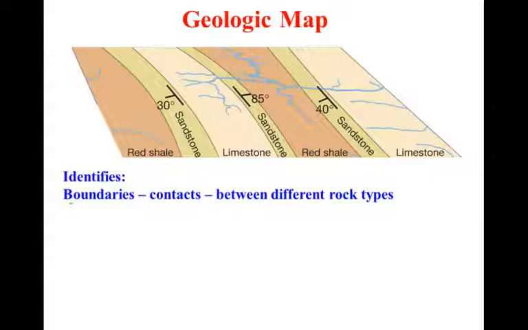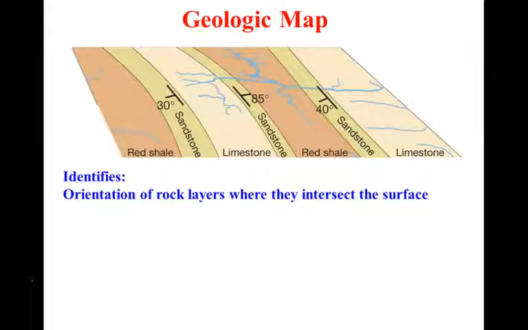So our map also shows us the boundaries or contacts between the different rock types. Those contacts I'm highlighting in red. The geologic map also provides information on the orientation of the rock layers. Orientation of rock layers is described in terms of strike and dip.